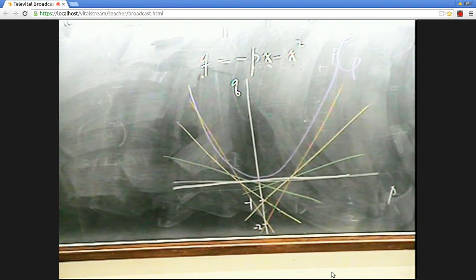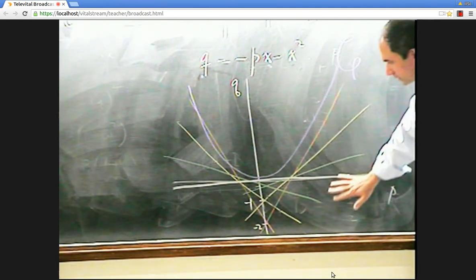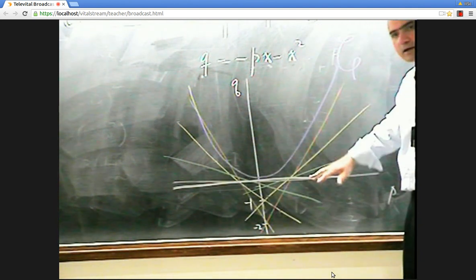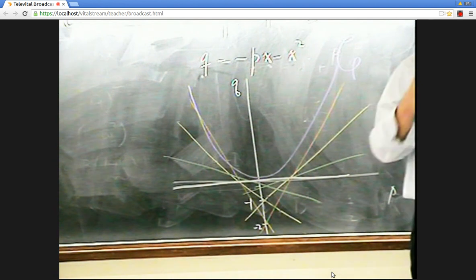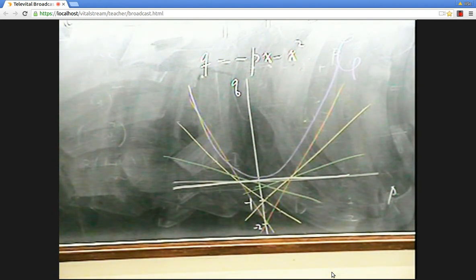Set number one is all the PQ points that lie below this curve. Set number two is all the points that lie above this curve here. And the third set is all the points that lie on C. Yeah? Now these three sets have very interesting properties.